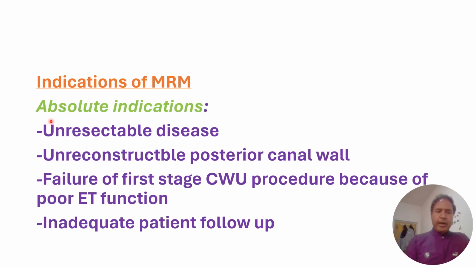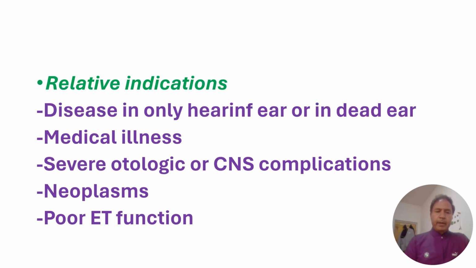Indications of MRM. Absolute indications: unresectable disease, unreconstructable posterior canal wall, failure of first stage canal wall up procedure because of poor ET function, inadequate patient follow-up. Disease in only hearing ear or in the dead ear. Medical illness, severe. These are relative indications: severe otological or CNS complications, neoplasm, poor ET function.